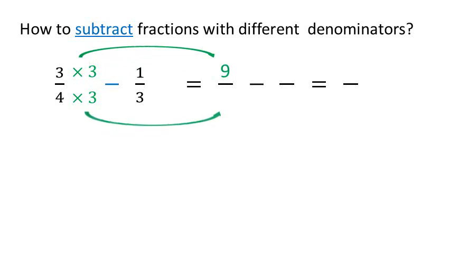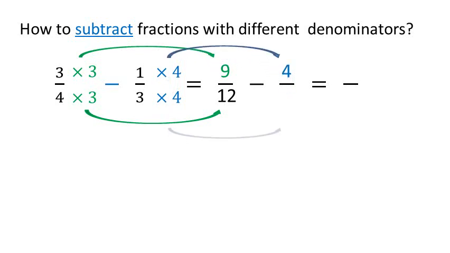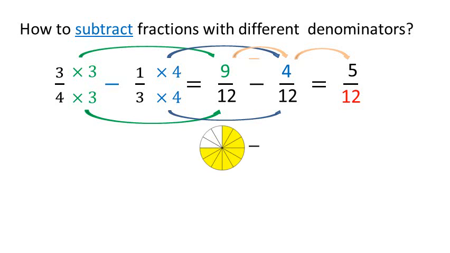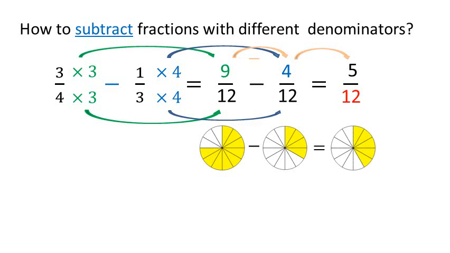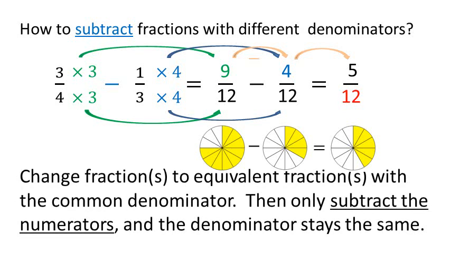over 12. Likewise, multiplying by 4 both the denominator and the numerator of 1 over 3, we get 4 over 12. We now have the same denominator, so we just need to subtract 4 from 9 to get 5. The denominator stays the same as 12. The diagram looks like this. A quick summary of subtracting fractions. Change fractions to equivalent fractions with the common denominator. Then only subtract the numerators, and the denominator stays the same.